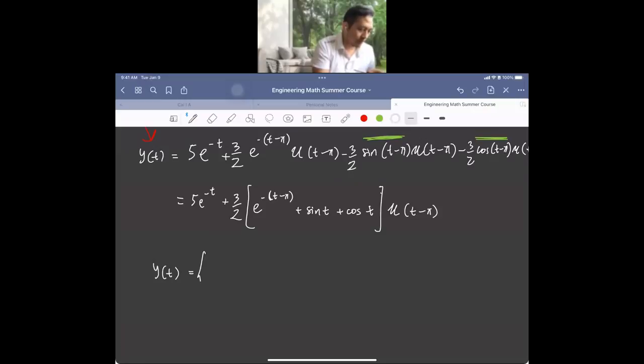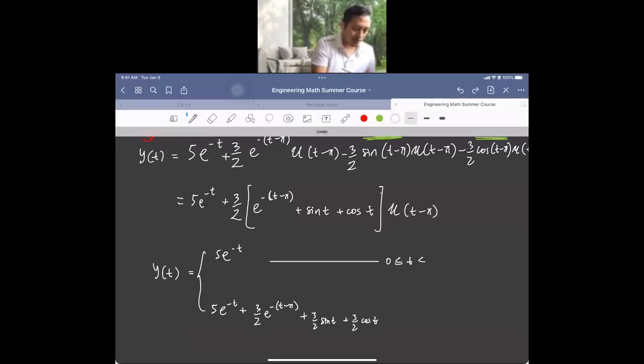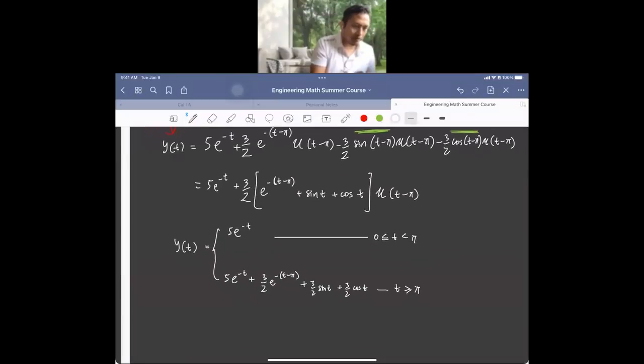So we will have 5e to the negative t for t from 0 to pi, and 5e to the negative t plus 3 over 2 e to the negative (t minus pi) plus 3 over 2 sine t plus 3 over 2 cosine t for t greater than or equal to pi. This is for value 0 for the Heaviside.